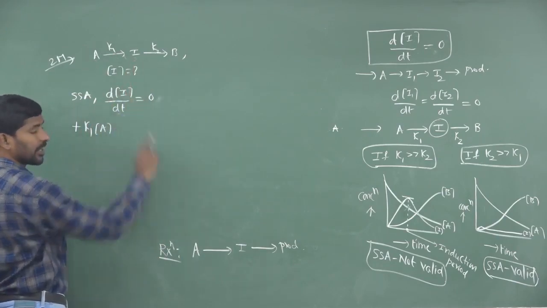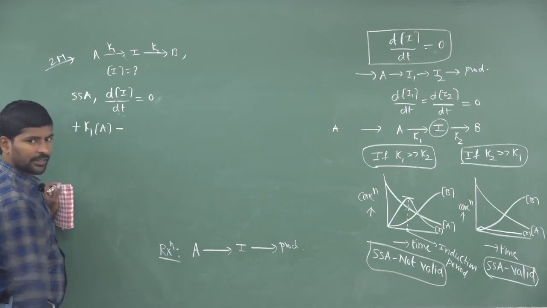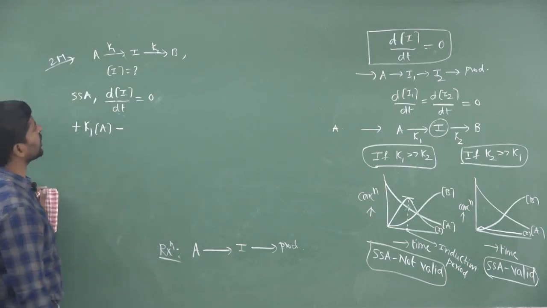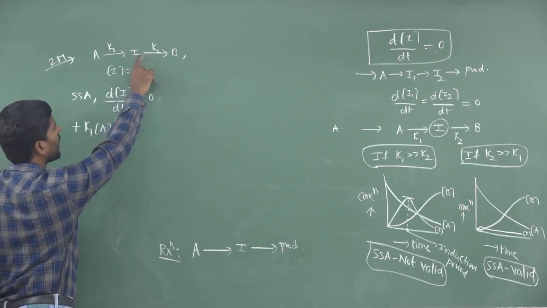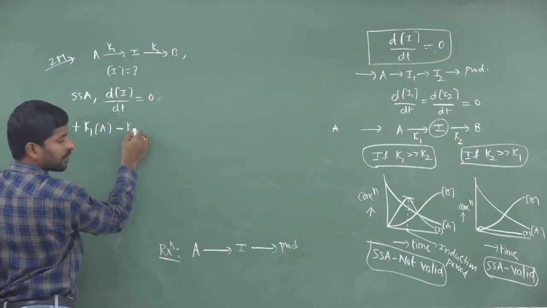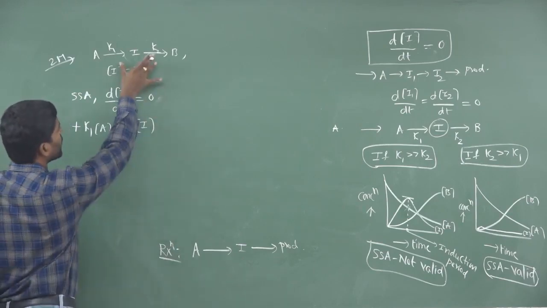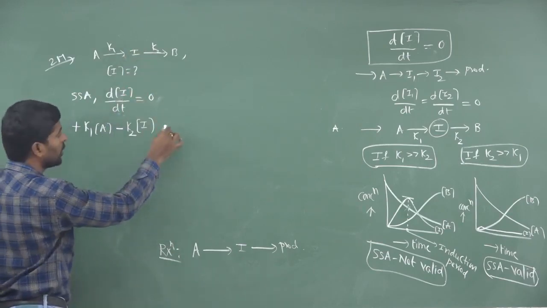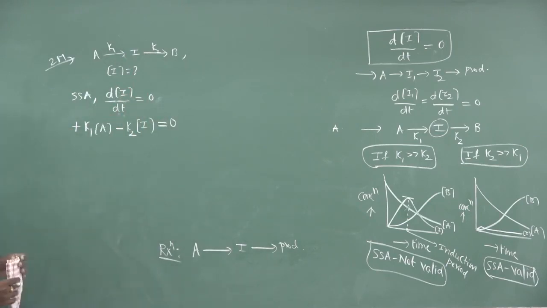In the second step, whether I is forming or consuming? Consuming. So which sign will we get? Minus sign. With which rate is it consuming? Rate constant into concentration of reactant. The rate constant is K2, the concentration of reactant is I. Only 2 steps are there, and in those 2 steps I is involved. Net change is equal to what? 0. According to steady state approximation, net change is 0.